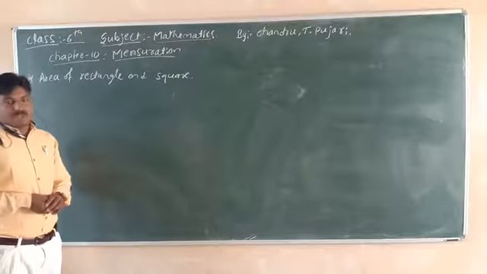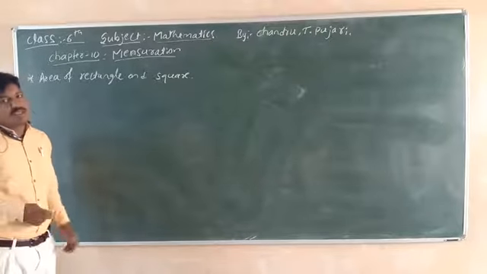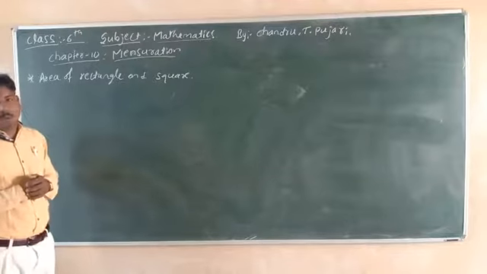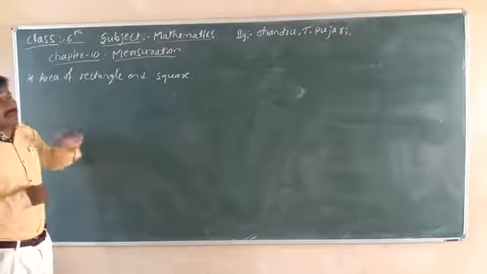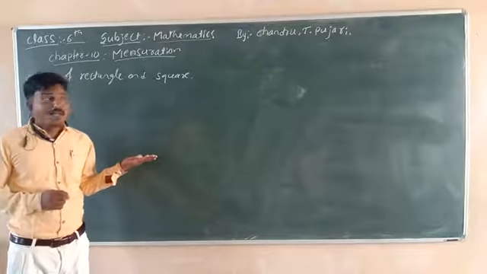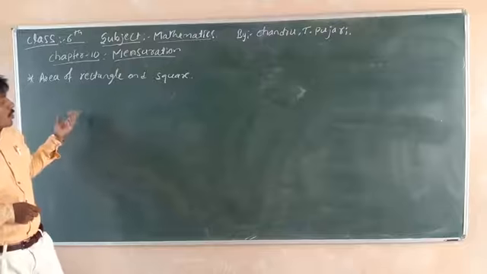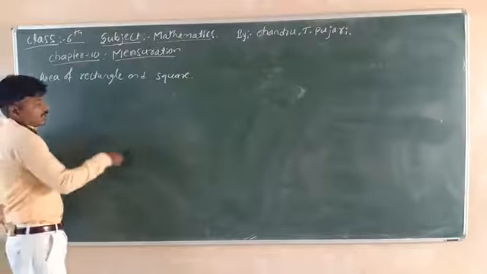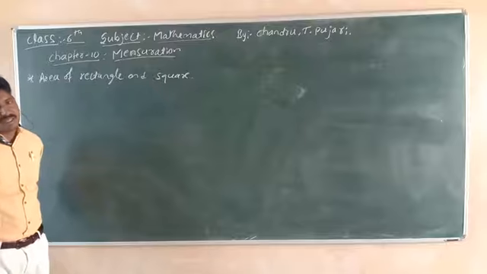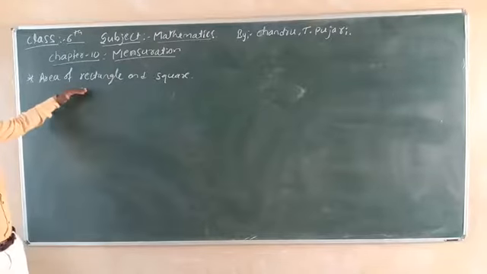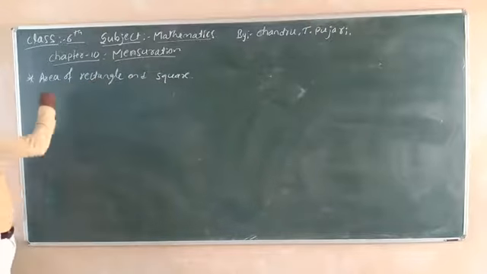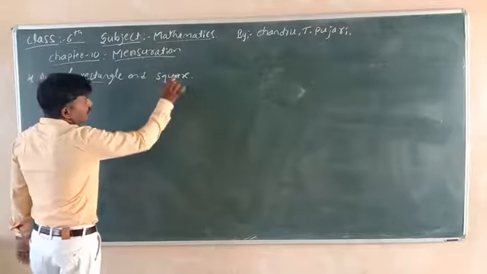In the mensuration chapter, in the previous class we learned only about perimeter: the perimeter of polygons, of a triangle, of a square, of a rectangle, and also of regular polygons. Just like that, we studied only the concept of perimeter. Today you will learn about the area of a rectangle and a square.